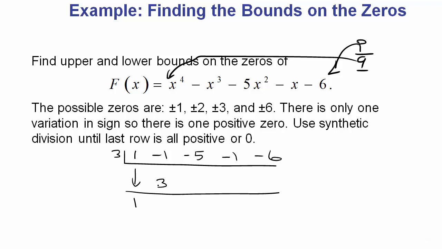All right. 6 minus 5, right? 3 minus 1, and then 3 times 2 is 6, and look at that. We got an upper bound, but it actually ended up being a 0 as well. Okay, so there's my upper bound. To find the lower bound, we would redo the process with negatives and see which one gives us the alternating pattern.